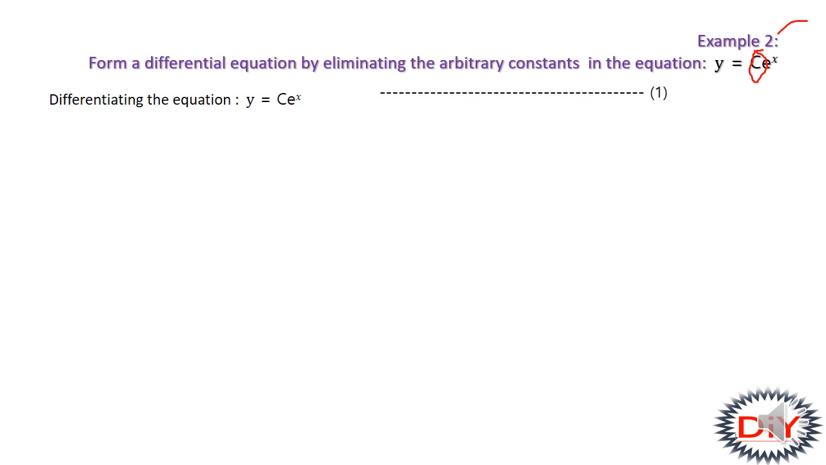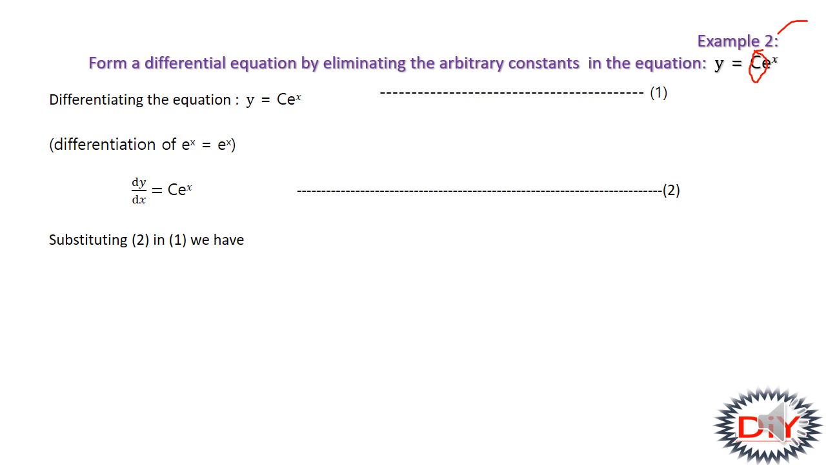We have differentiating the equation y equal to c e raised to the power of x as our equation 1. So as I mentioned, the derivative of e^x equals what? e^x. So if we differentiate y equal to c e raised to the power of x, we are going to get dy/dx equal to c e raised to the power of x. If there's any question or any issue here, you should send it to the groups or to the forums.